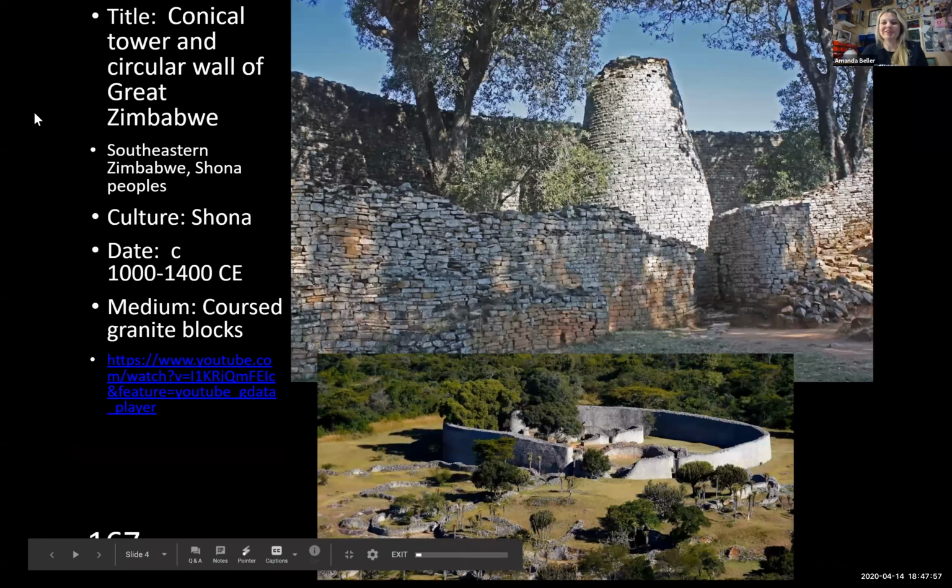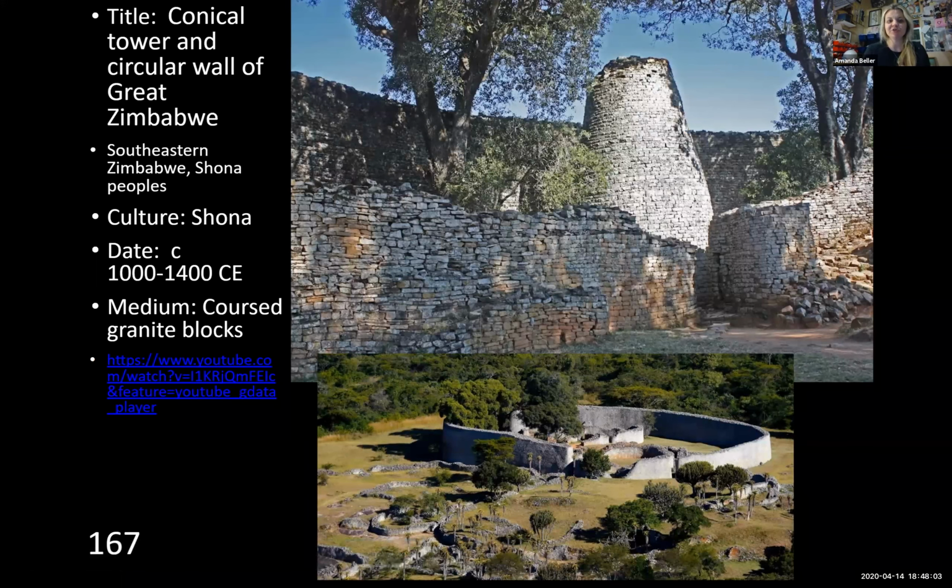All right, so we're going to be looking at our first piece from Africa. I shared with you guys the introduction for the Liney page for Africa, and so now we're going to be looking at our first work from Africa. This is a structure, and it used to be an entire civilization area. Now, of course, it's in ruin. So this is the conical tower and great circular wall of what is referred to as Great Zimbabwe.